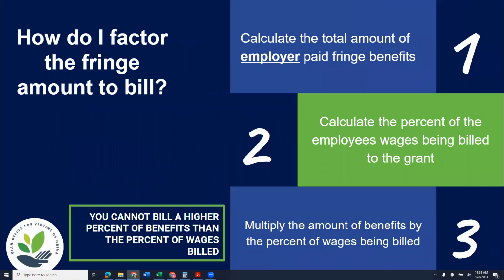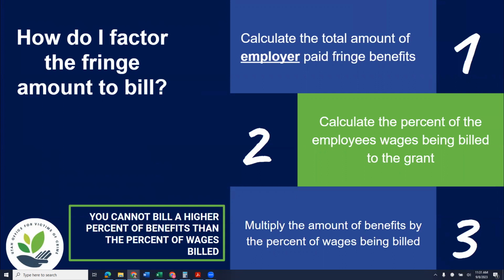So what are the steps to factoring your fringe amount? First, you're going to calculate the total amount of employer-paid fringe benefits. It's important to pay attention to whether it's an employee-paid fringe benefit or an employer-paid fringe benefit. They're very different, and you cannot be reimbursed for the employee-paid portion of benefits. So make sure when you're calculating that you're only factoring in the employer-paid benefits.